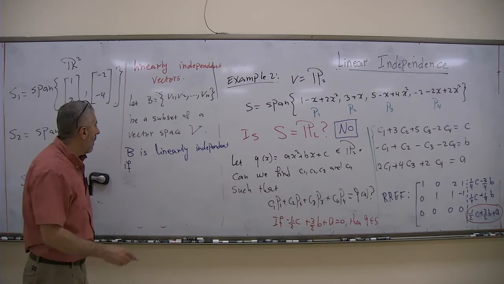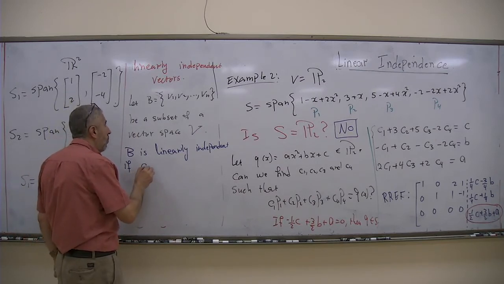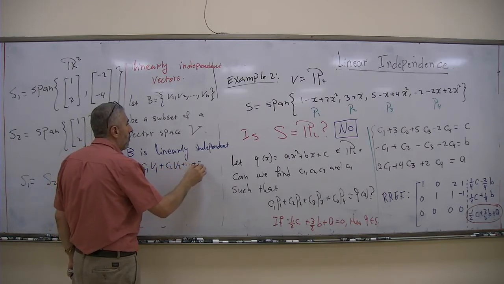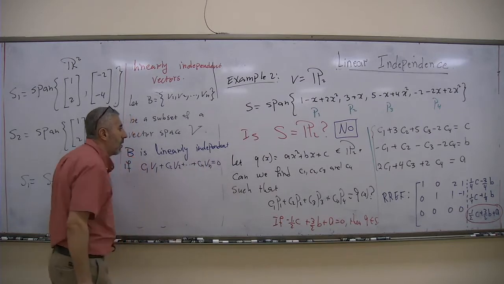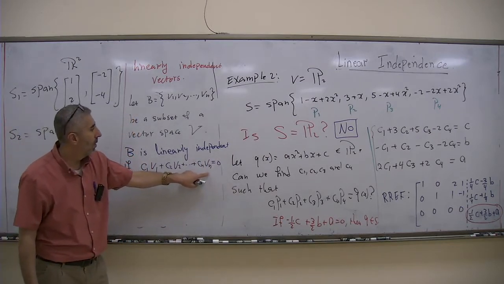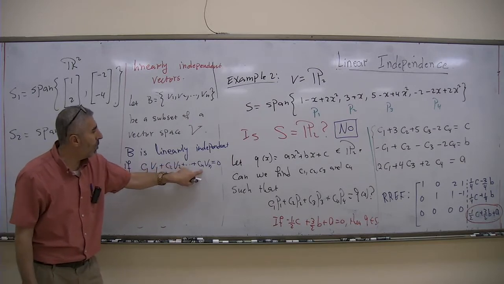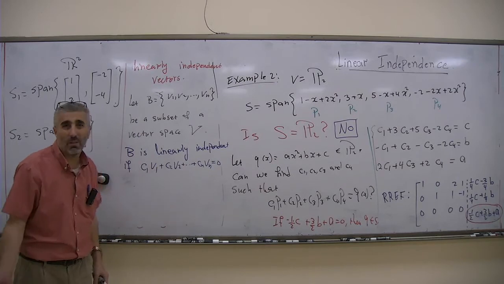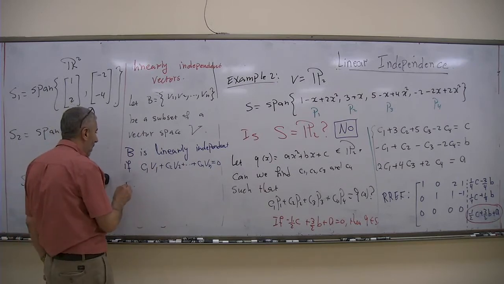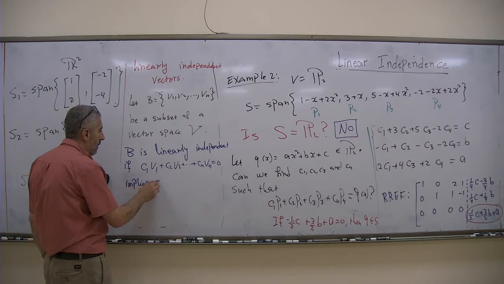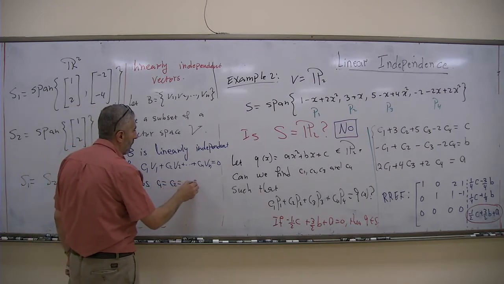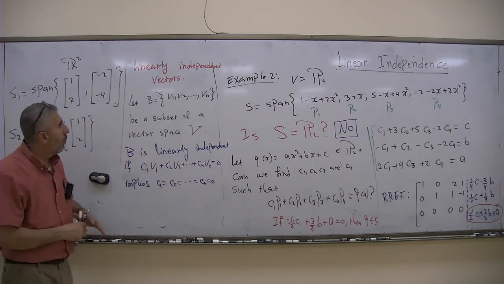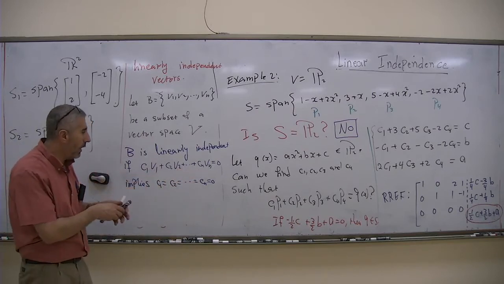So it means if I write C1 V1 plus C2 V2 plus ... plus Cn Vn, and I set it equal 0, it means C1, C2 up to Cn must be 0. Because otherwise, one of them can be written as a linear combination of the others, correct? So here, it implies C1 equals C2 equals Cn equals 0. So basically, what I said translates into handling this equation.